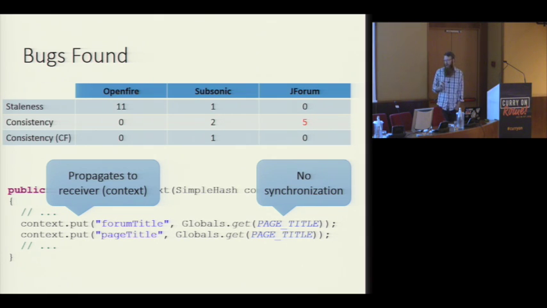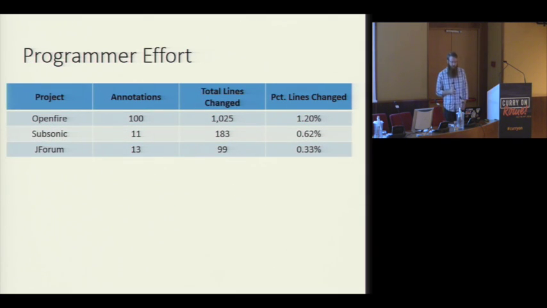And so Staccato was not able to detect that any inconsistency was actually concealed by this. To evaluate programmer effort, we looked at the number of annotations we had to add and the total number of lines changed that we had to perform. Many of these total lines changed is because the configuration abstraction update code has to be integrated with the Staccato runtime library. But in general, the number of lines we had to change and the number of annotations were very low for Subsonic and JForm.